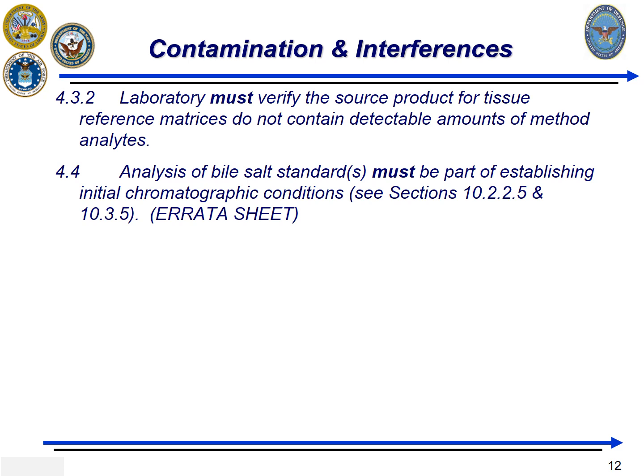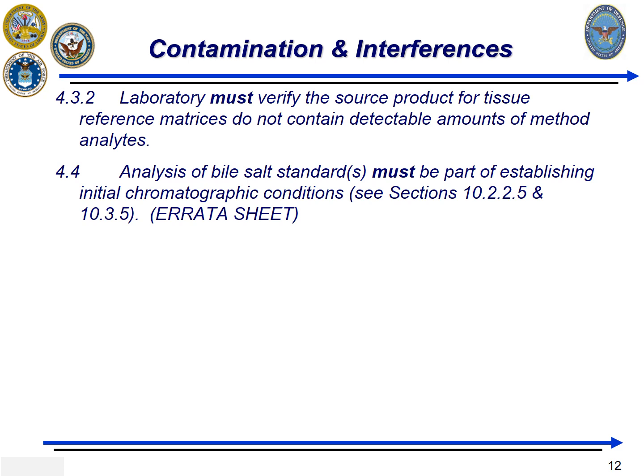With respect to the material used for the tissue reference matrices, the source product must be verified to not contain detectable amounts of the method analyte. Note that's detectable amounts. That's not amounts greater than 1/2 the limit of detection. That is, anything detected should not be in those reference matrices.